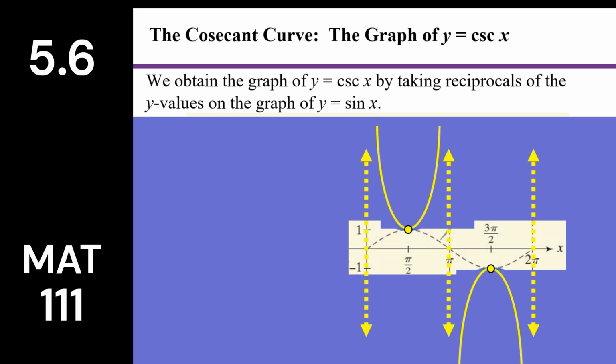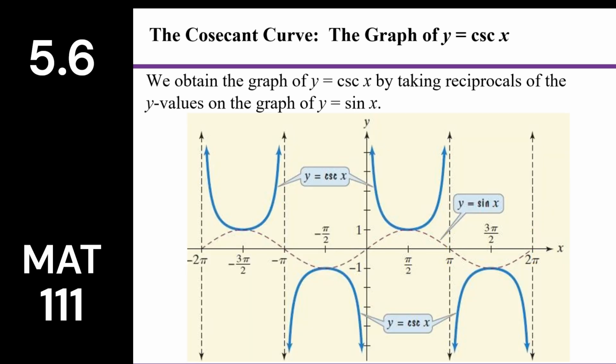Then we draw a U shape going up and down through those points towards the asymptotes. And that gives us our curve. Notice that the dashed line used to draw the sine wave is not part of the cosecant curve. It's just like scaffolding that helps us get it graphed. So let's take a closer look at this point right here. The reciprocal of 1 is 1, so that's why that point is also on the cosecant.